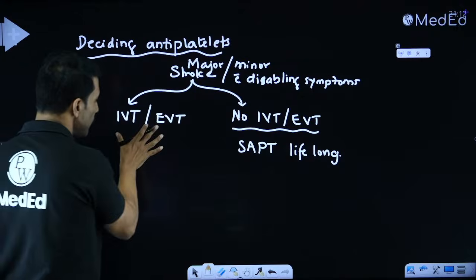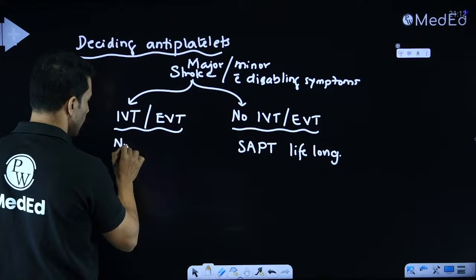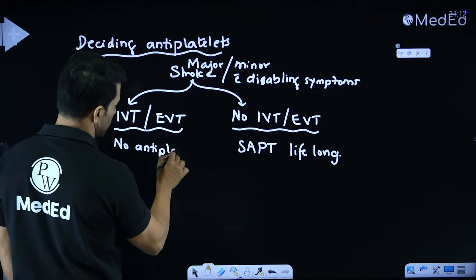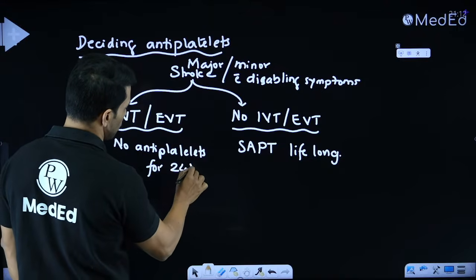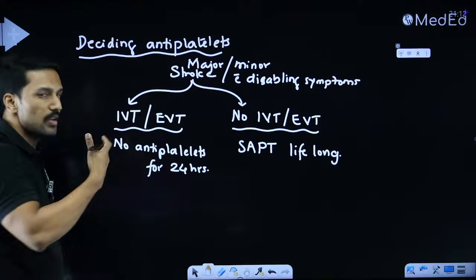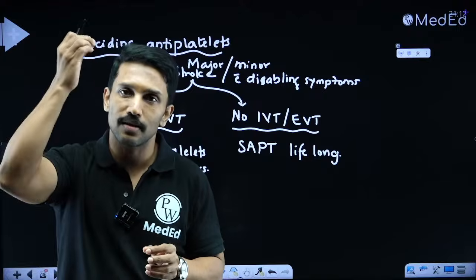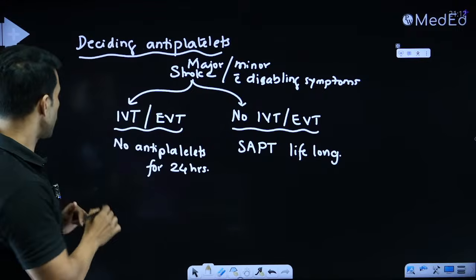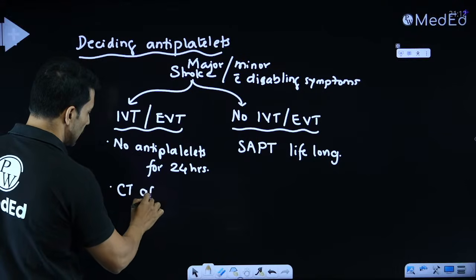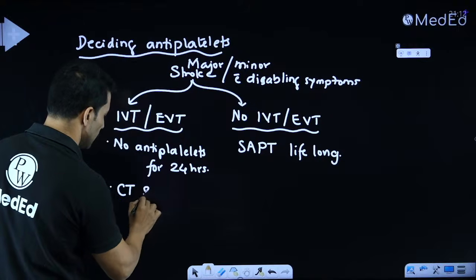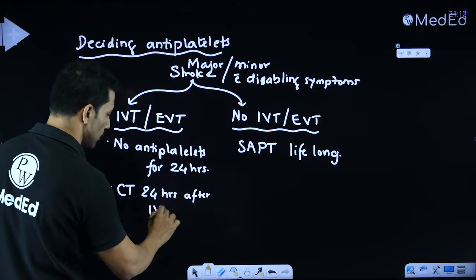Okay. If I'm going ahead with IVT, EVT for these patients, in that case, no antiplatelets for first 24 hours. Don't give antiplatelets in the first 24 hours of the presentation, because you're going to do revascularization. Having thrombolytic agents and antiplatelets both administered together increases the risk of bleeding. So I don't want to take that risk. So what you do is, don't give in the first 24 hours. You do a CT 24 hours after IV thrombolysis.